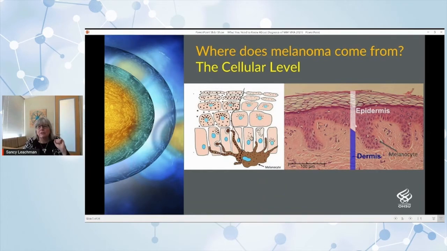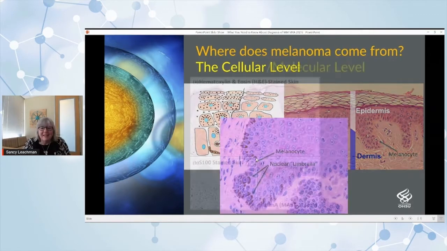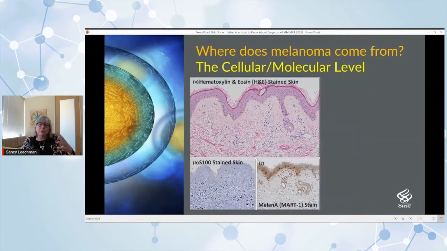Here's again a picture of the epidermis, and here's the dermis. And if you look right here, that's a little melanocyte that you can see right there. There's another one right there. So now we've shown what those things look like. How do you start to use that to diagnose a melanoma?